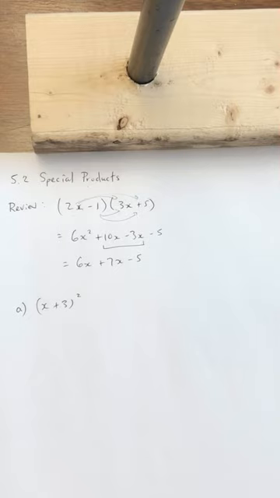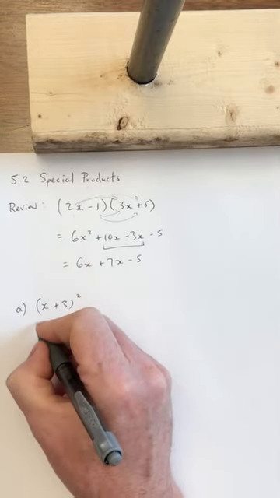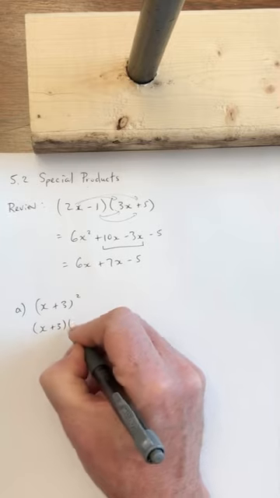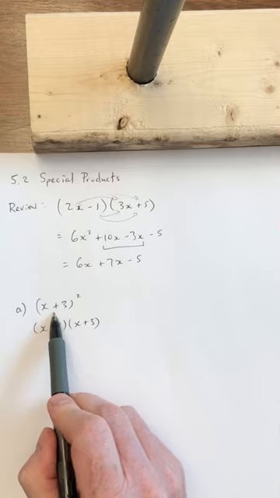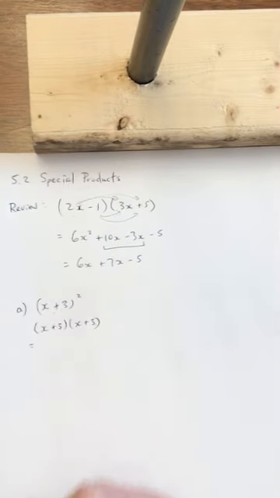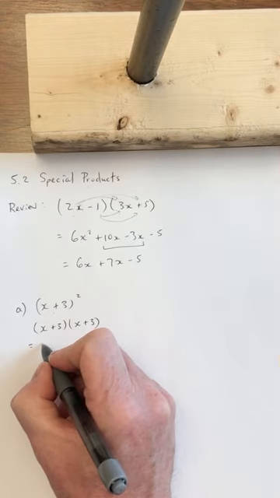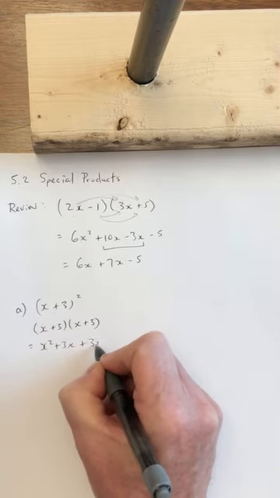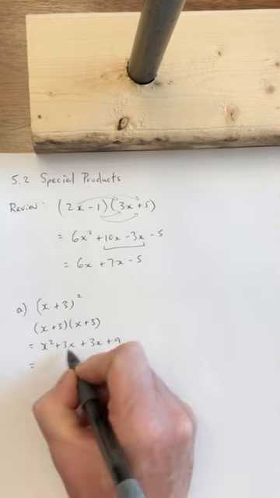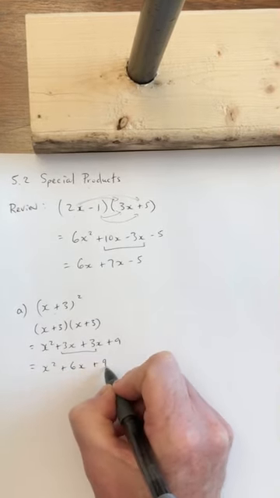So let's simplify this one. So this is x plus 3 squared. And what that means is x plus 3 times x plus 3 twice. We are taking the base and we're multiplying it by itself twice. And if we FOIL that out, we get x times x is x squared plus 3x plus 3x plus 9. And we'll just simplify: x squared plus 6x plus 9.